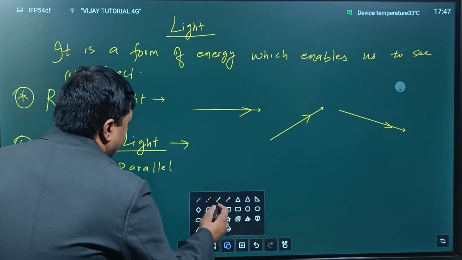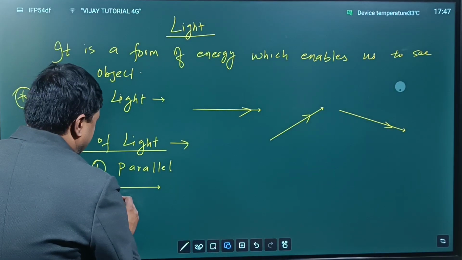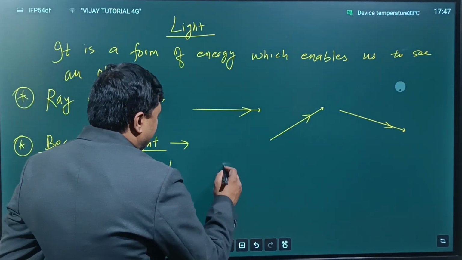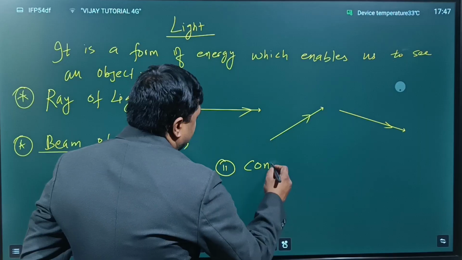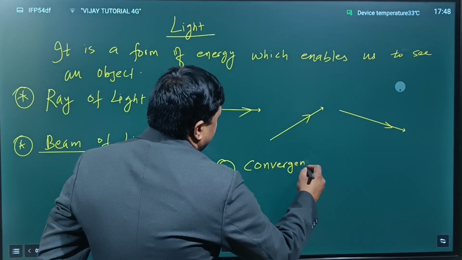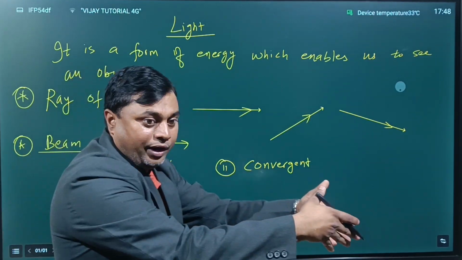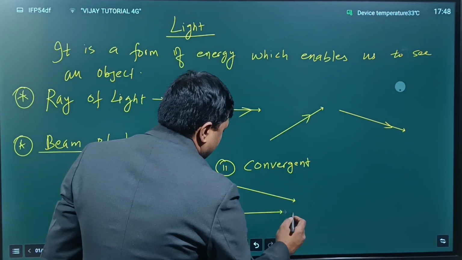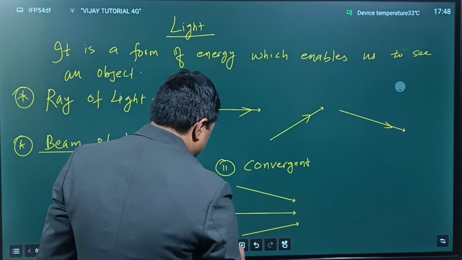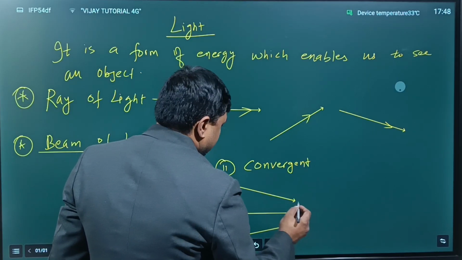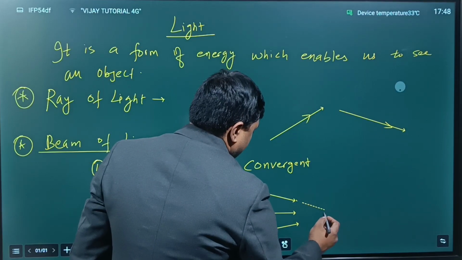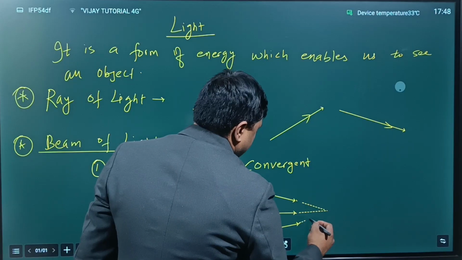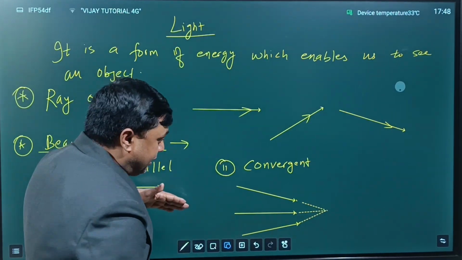If the light rays are not meeting at any point, these are a parallel beam of light. Yes or no? The second one is a convergent beam of light. Convergent means the light rays are actually meeting at a point. So we can see this is the convergent beam of light. Yes or no? Now the light rays are meeting at a point.